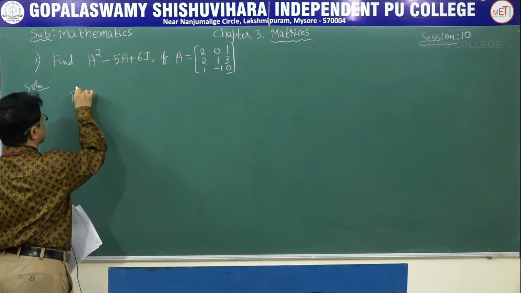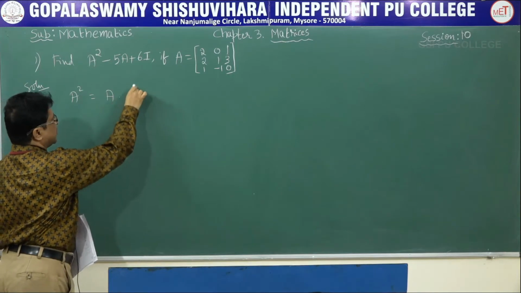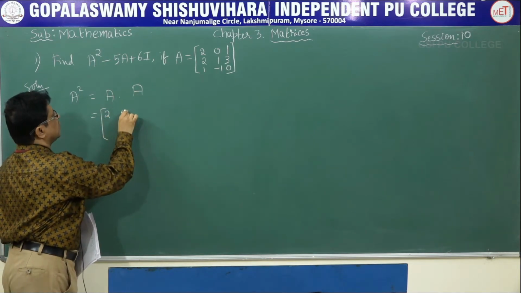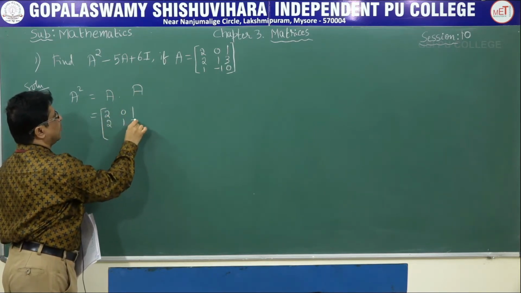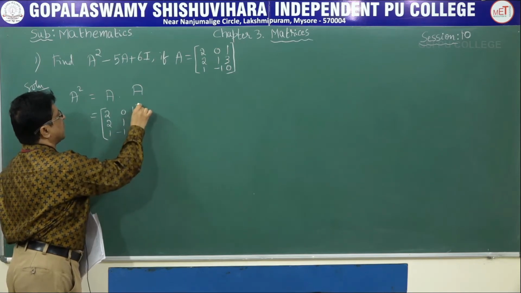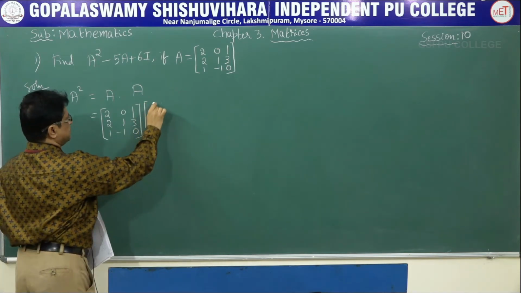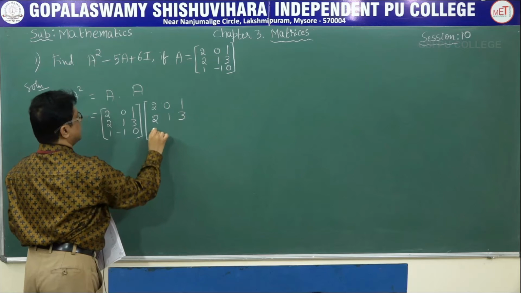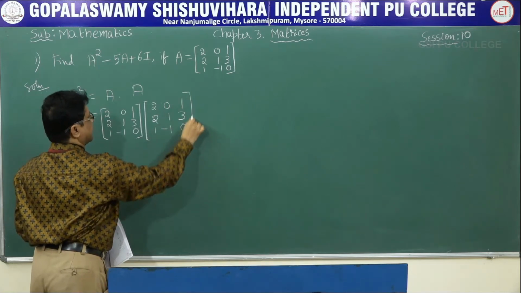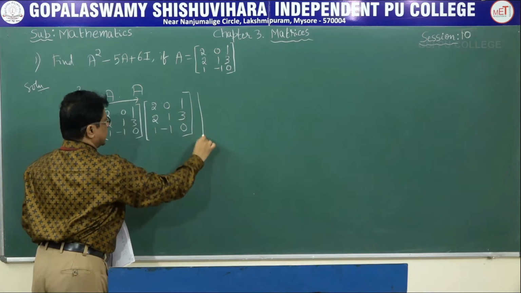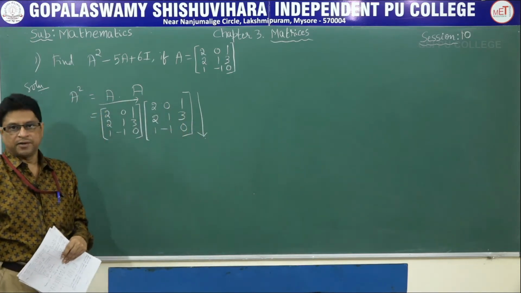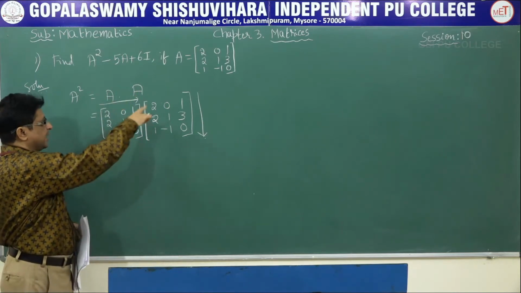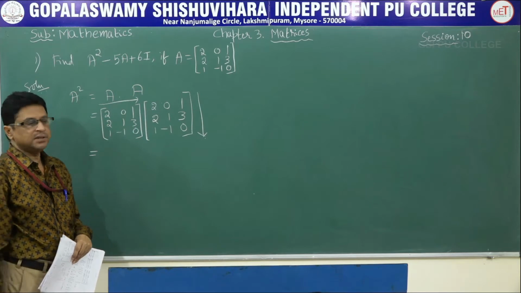So let us find a square. So a square is a into a. So a here is 2, 0, 1, 2, 1, 3, 1, minus 1, 0 into 2, 0, 1, 2, 1, 3, 1, minus 1, 0. As you know, the rule for the product of two matrices is row into column, row into column.